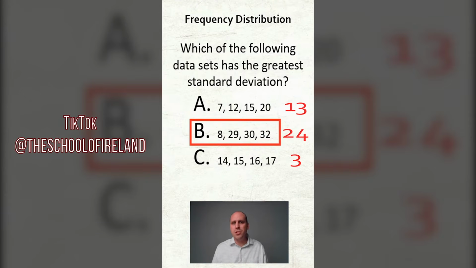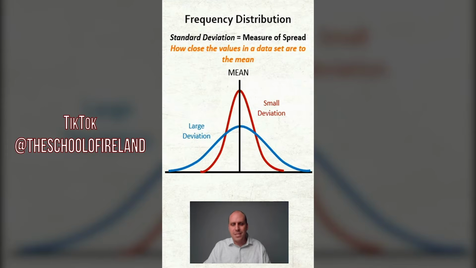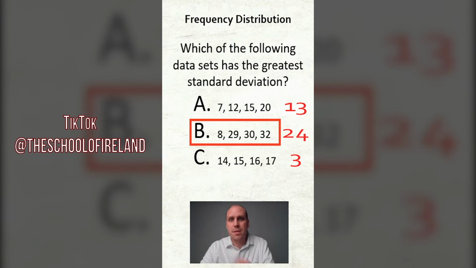And by the way, when this question is asking about which of these data sets has the greatest standard deviation, what it's actually asking is which of those data sets would look more like the blue curve here, where the data is more spread apart than the red curve. Now, let me point out something real quick. You may get a question that asks which of these data sets has the smallest standard deviation, and in that case, you would look for the data set that has the smallest range. And for us right here, the answer to that would be C, because it has a range of 3, which is smaller than the other two ranges.